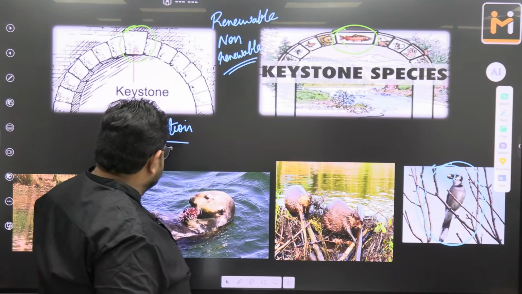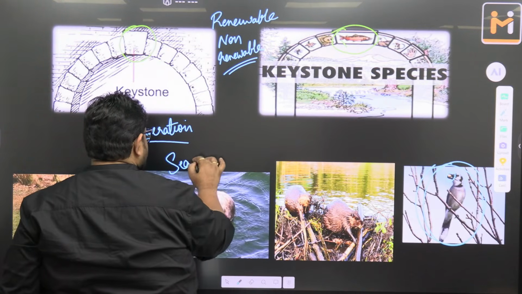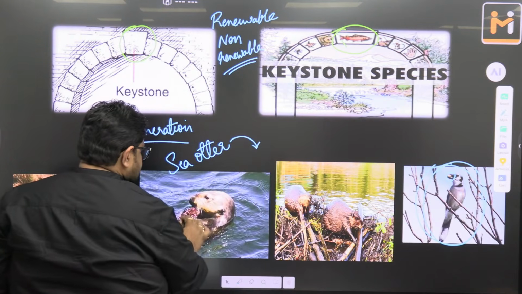Okay, so there are a few more examples. Say, what is this? It's called a sea otter. Sea otter feeds on, what is this?